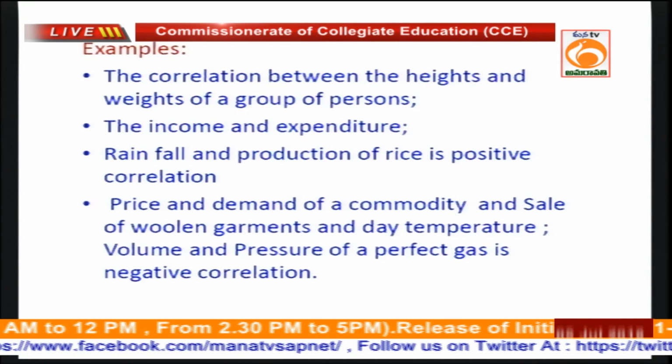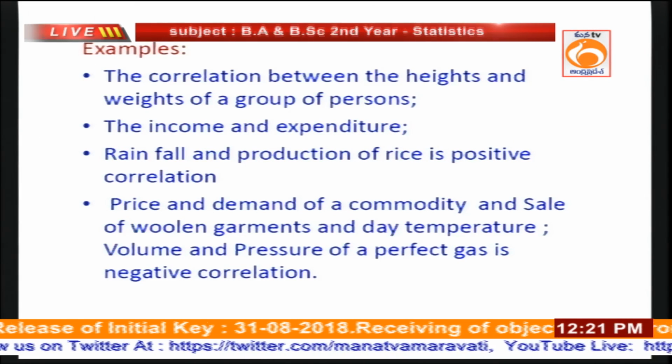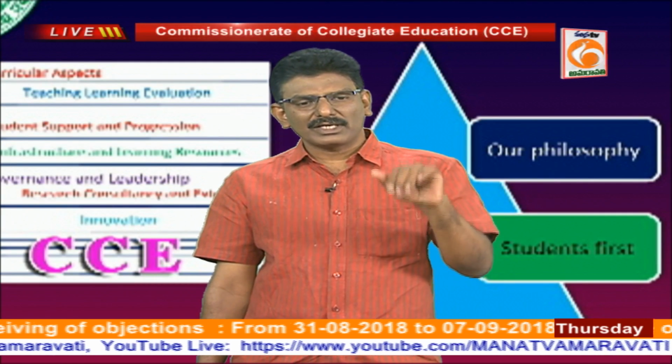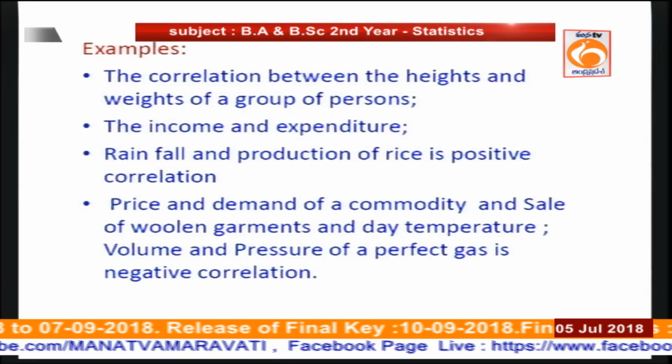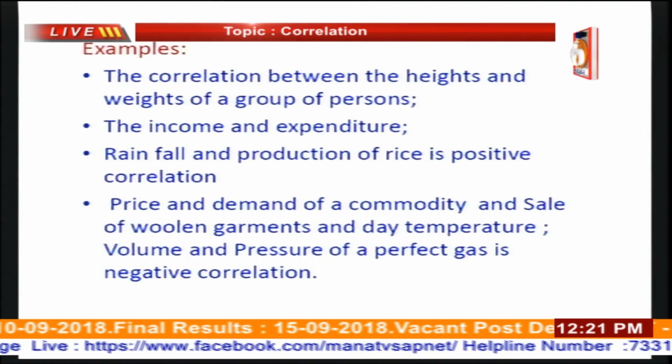Next, price and demand is a very important example of negative correlation. When price increases, demand automatically decreases. When price decreases, demand increases. Price and demand depend upon other factors like supply and production, but here we have to study strictly two variables.